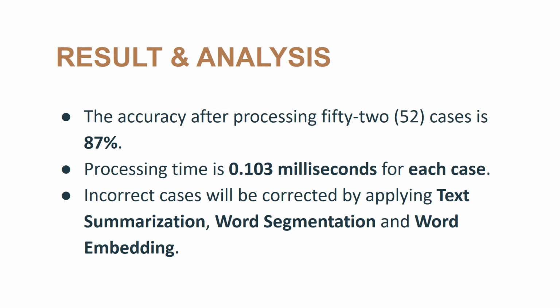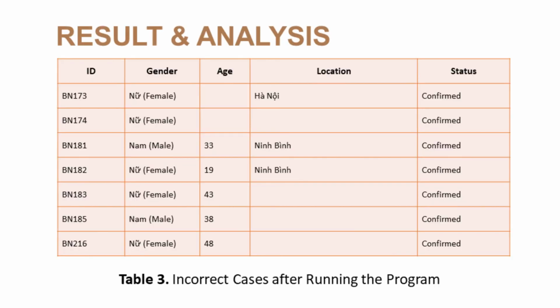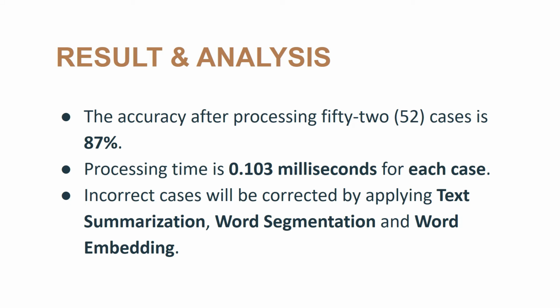After taking 52 infected cases as the input, there are 7 incorrect cases, which are presented in Table 3. Therefore, the accuracy of the algorithm is about 87%. In this case, the processing time was 0.103 milliseconds. The program only returned provinces instead of the full location since the location is not in the city list. This could make the algorithm confused with a location which is the address of the patient.